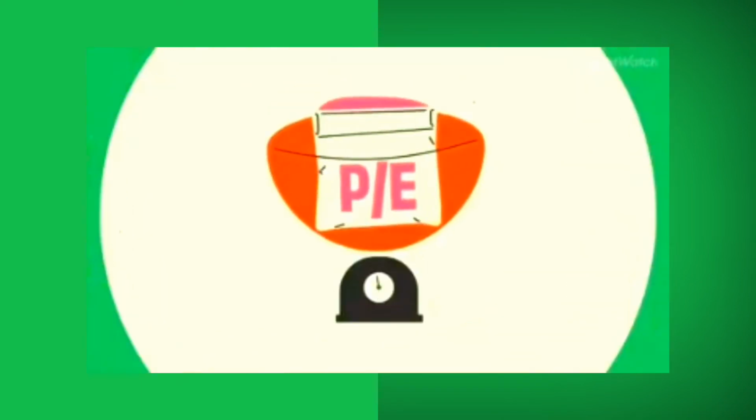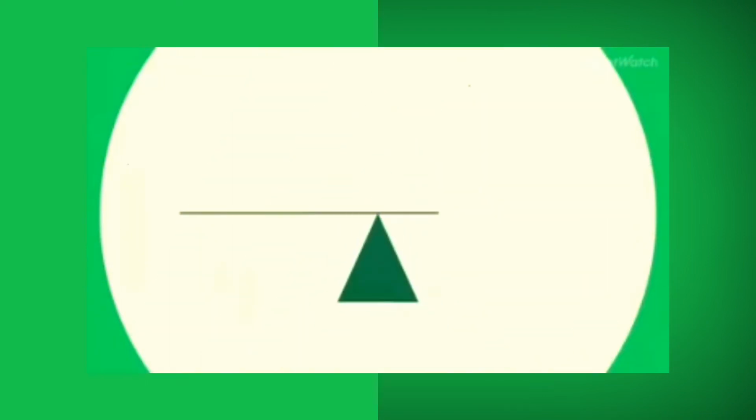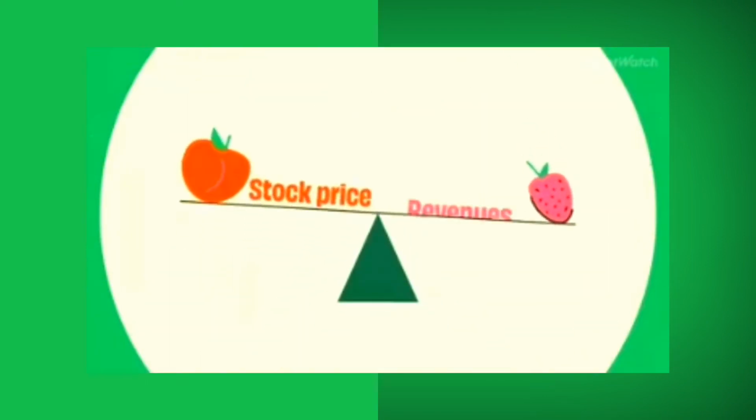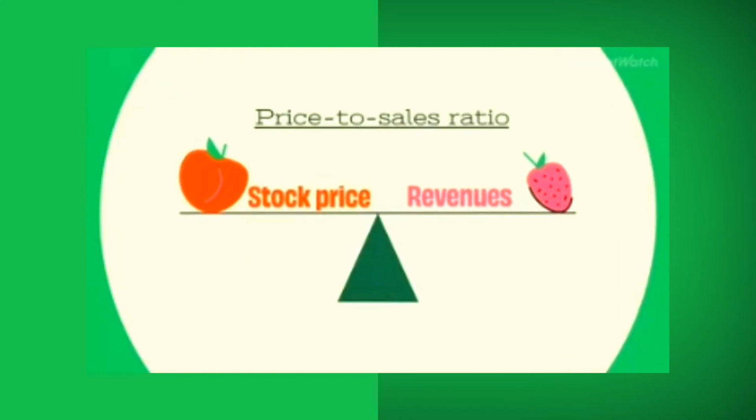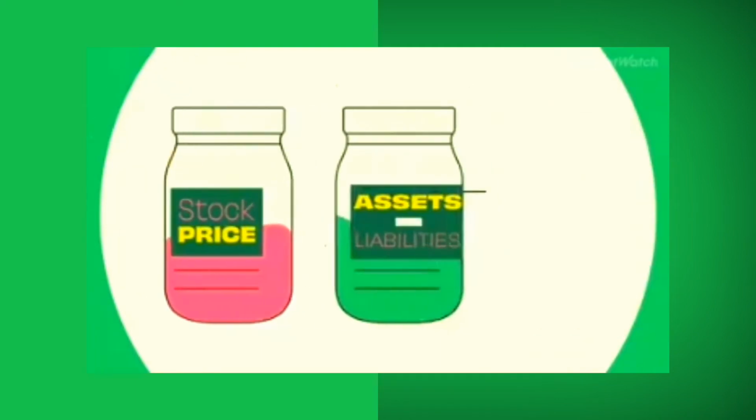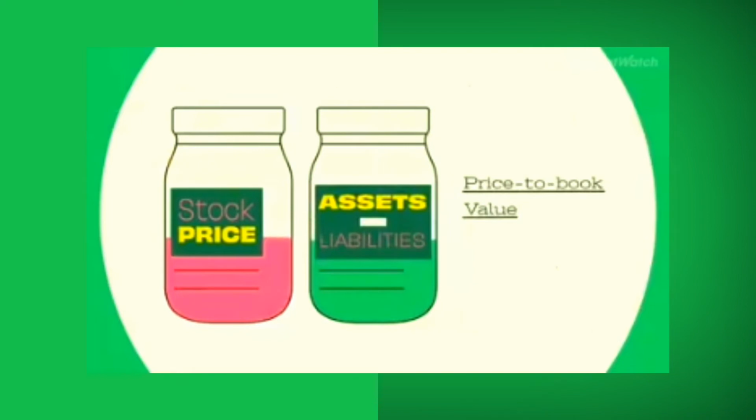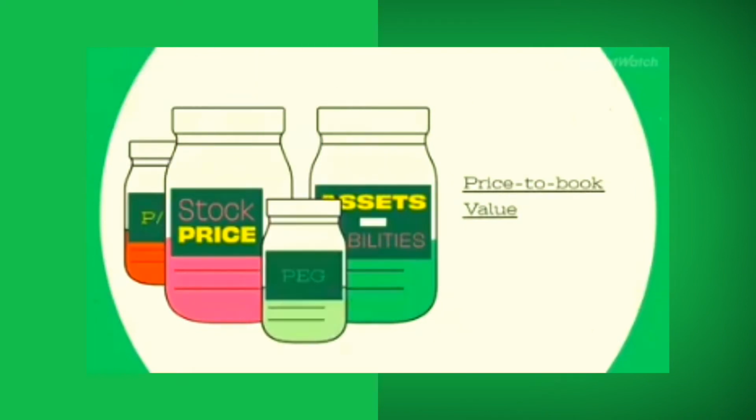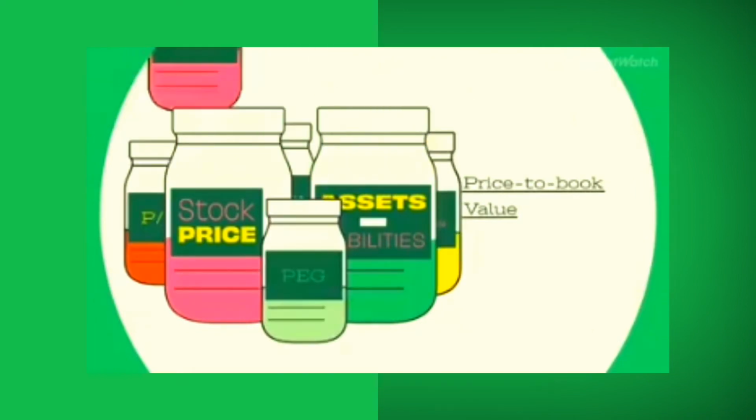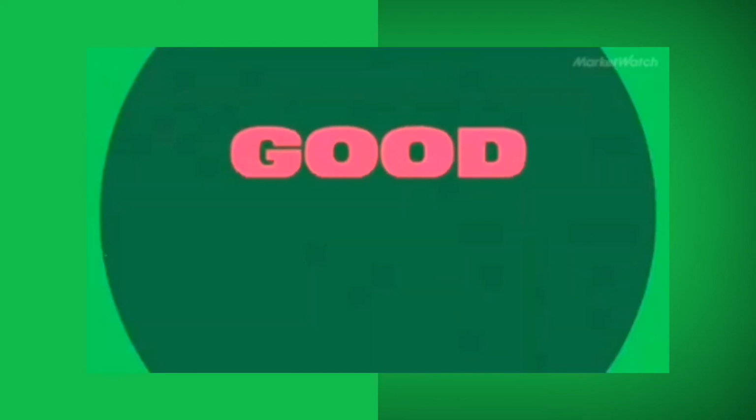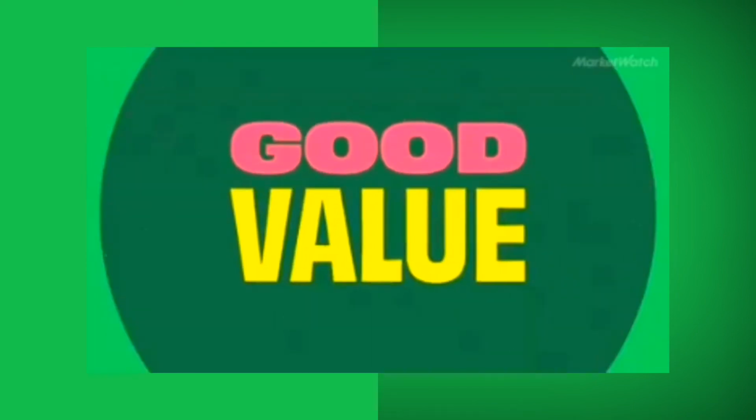The PE ratio isn't the only financial metric that investors can use to determine value. Other calculations compare a company's stock price with its revenues, the price-to-sales ratio, or with the value of its assets minus its liabilities, the price-to-book value. More complicated calculations exist as well, but the reason to look at them is the same: figuring out whether a stock represents a good enough value to hold it in a portfolio.